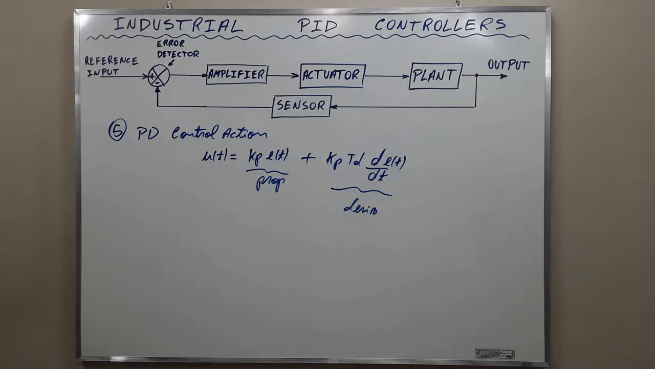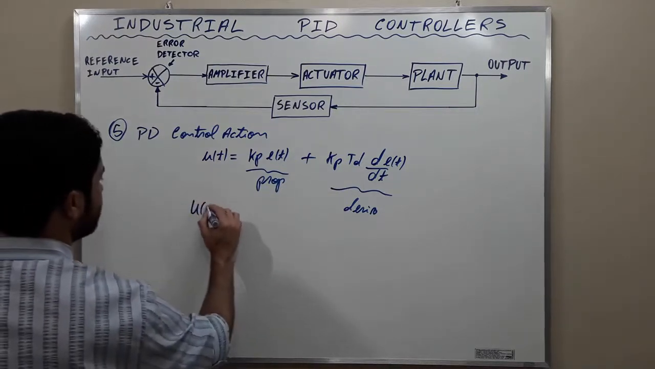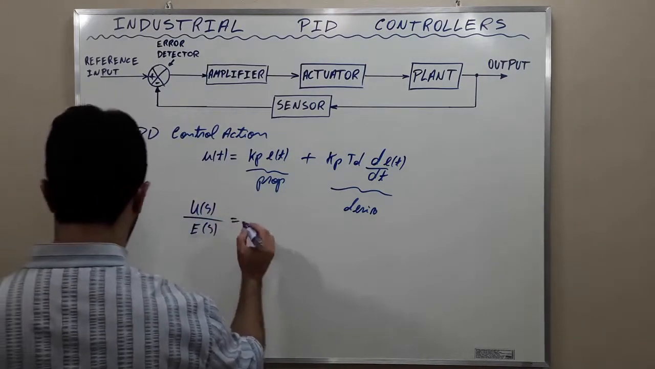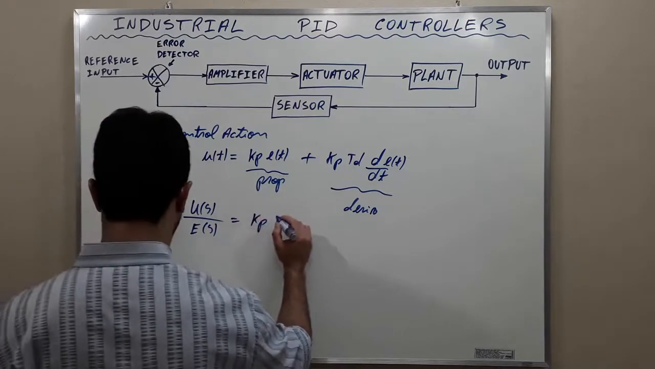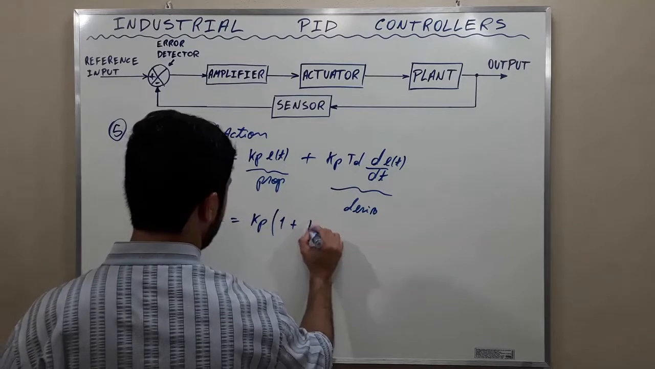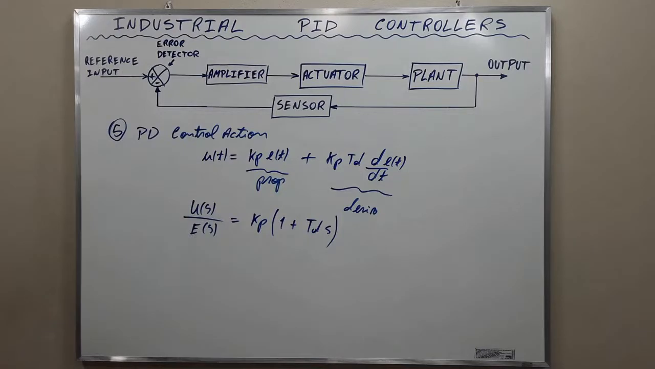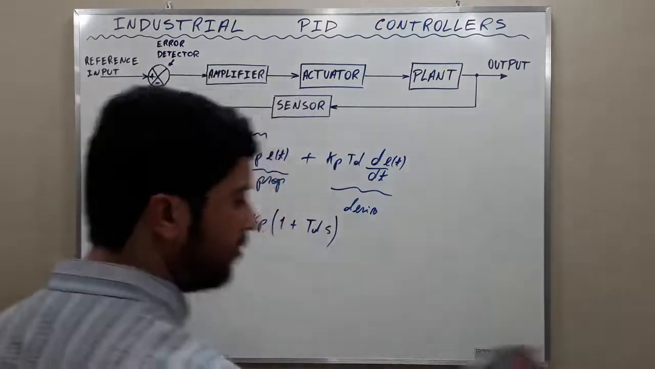And in the frequency domain, the transfer function becomes U of s over E of s equal to Kp times 1 plus Td times s, where Td is the derivative time. Okay, now the last one is the PID control action, proportional plus integral plus derivative control action. Let's see how it is.